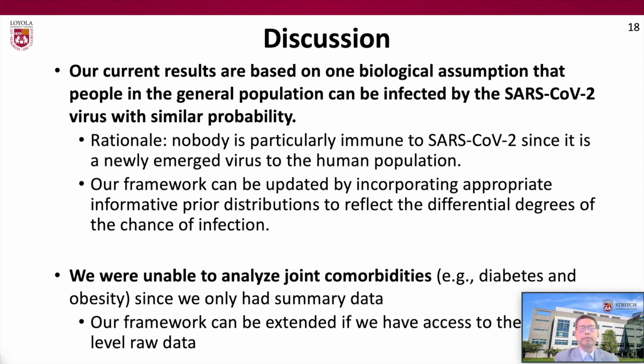Second, we were unable to analyze joint comorbidity, for example, the risk for people who have both diabetes and obesity, since we only have summary data. But our framework can be extended if we have access to the patient level raw data.